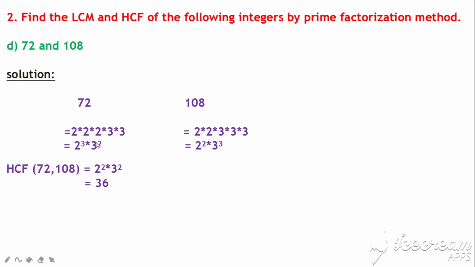Now LCM. LCM is nothing but the greatest power of each prime factor. Now 2 cube. Among 2 cube and 2 square, 2 cube is the greatest power. Now in a similar way, from 3 square and 3 cube, 3 cube is the greatest power. So the LCM is 2 cube into 3 cube. So the LCM of 72 and 108 is 2 cube into 3 cube, which is nothing but 216.